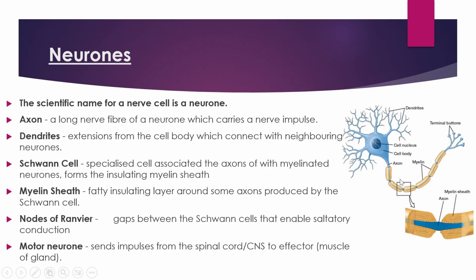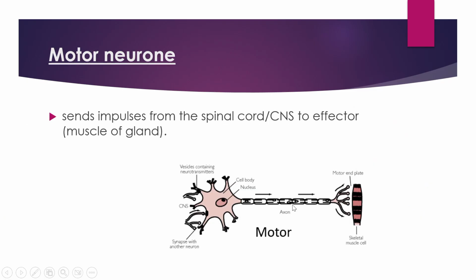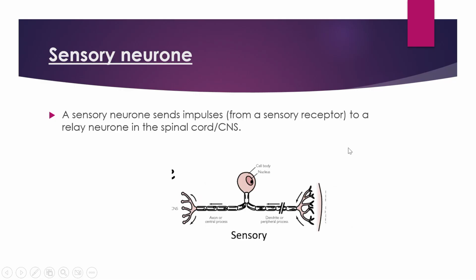The nodes of Ranvier are the gaps between Schwann cells that enable saltatory conduction. A motor neuron sends impulses from the spinal cord or CNS to the effector, which can be a muscle or gland. So you usually have the cell body at one end, and the axon goes towards the motor end plate and the skeletal muscle or the gland.